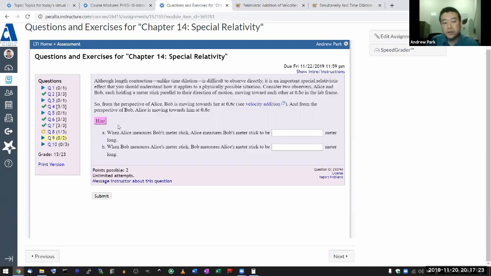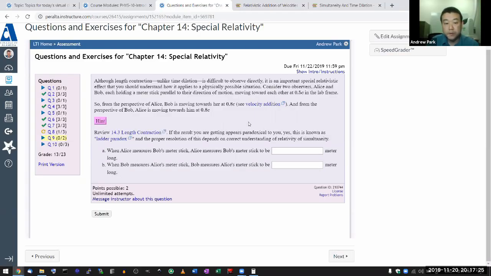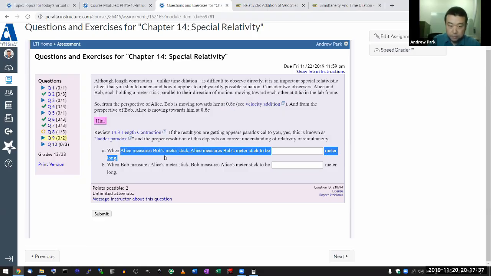So here, really the thing that you should be aware of is you have these two different numbers, 0.5C and 0.8C. What number should you use? The number you should use is 0.8C, because when Alice is doing the measurements, Alice is at rest in her own frame.